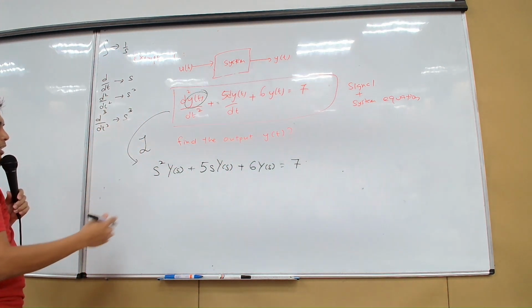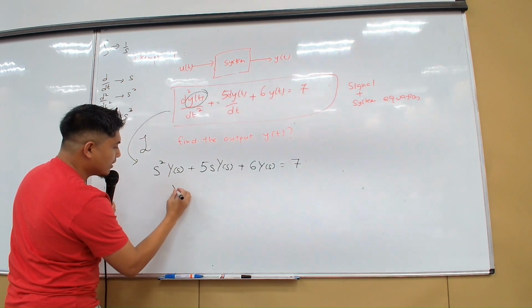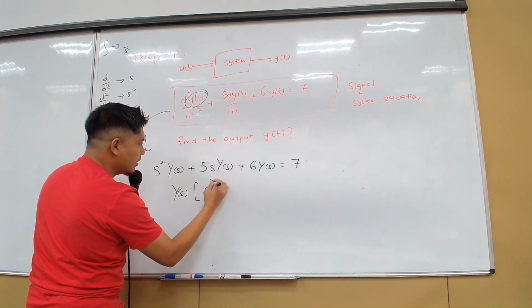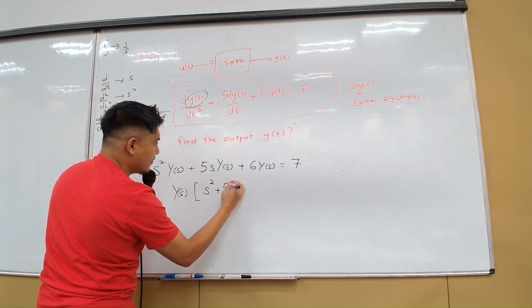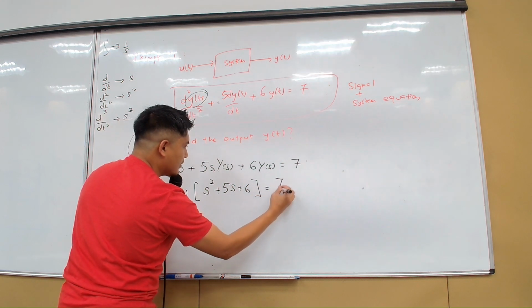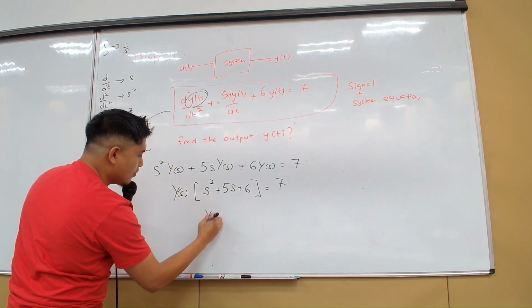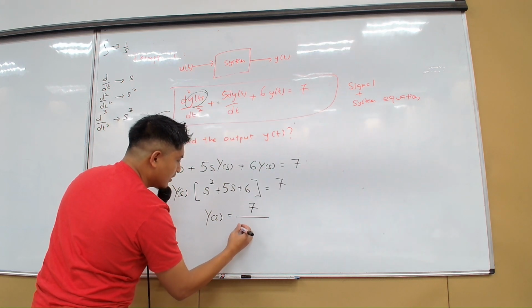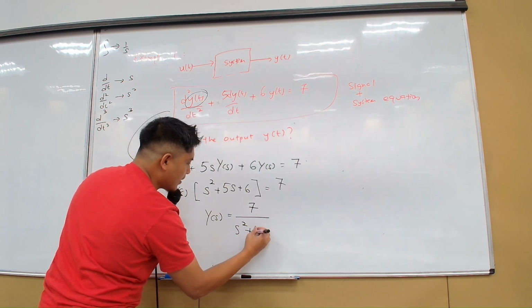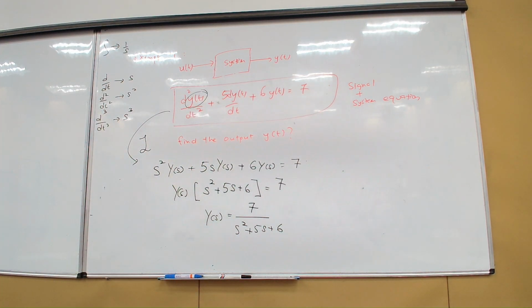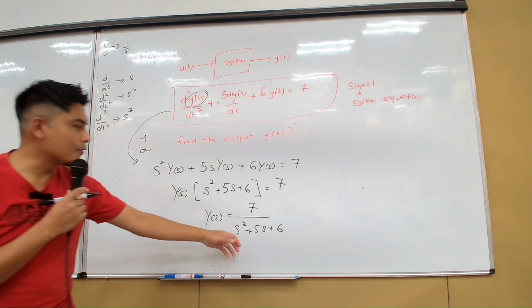So now we just need to factorize ys, and then what you get? s square plus 5s plus 6 equal to 7, and finally ys equals 7 divided by s square plus 5s plus 6. 32, can or not? Can, 32. Okay, alright.